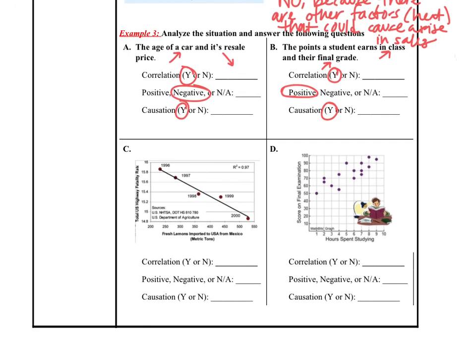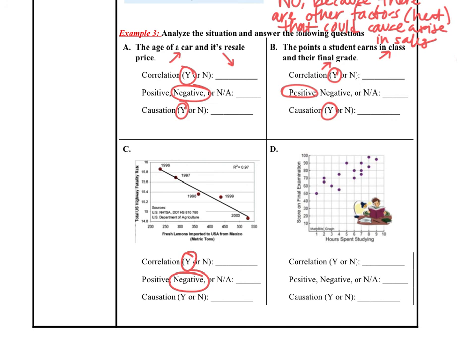Okay, a couple more. This one is kind of weird. As fresh lemons imported to the United States from Mexico increases, the total highway fatality rate is going down. Are these correlated? Yes, they have a correlation. It appears that as lemons go up, fatalities, deaths on the highway, go down. So that's negative. Is it causing one another?